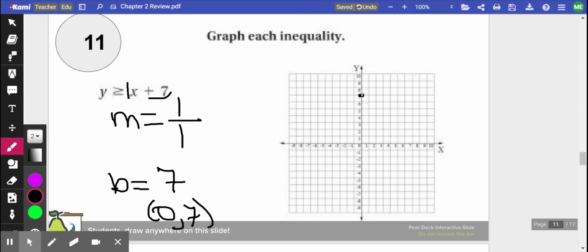So I plotted that, and now I'm going to use my rise over run. I'm going up 1 unit, and I'm going right 1 unit. So up 1 box, right 1 box, up 1, right 1, up 1, right 1. Since it's a line, I know it's a linear inequality. I'm going to do the reverse now. I'm going back to my y-intercept, and I'm just going to go down now, but left. I'm just going to make the pattern, make my line.